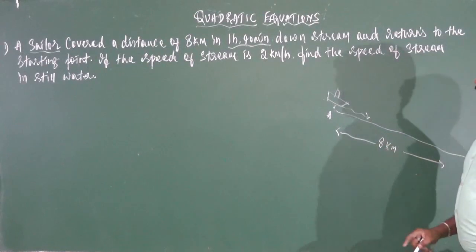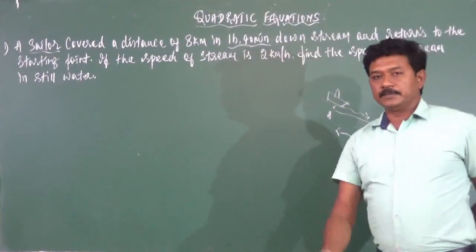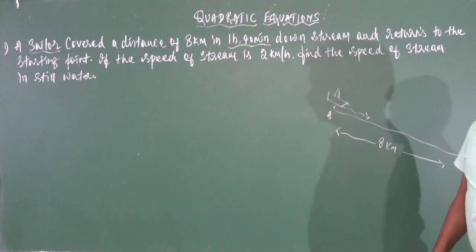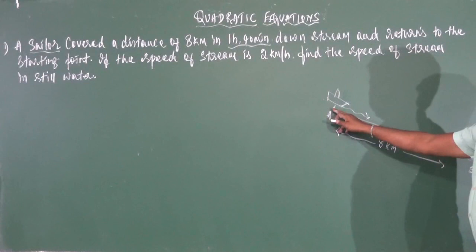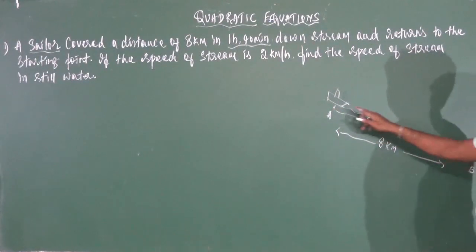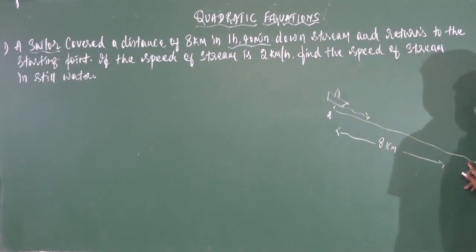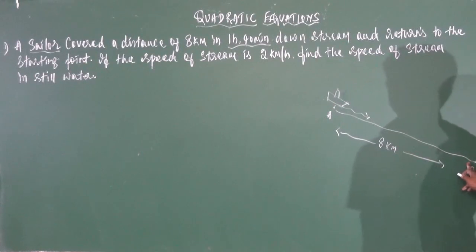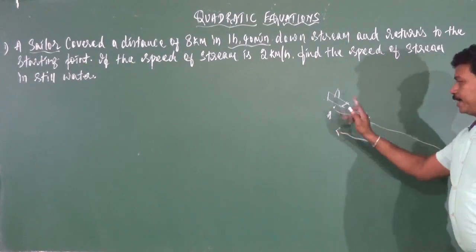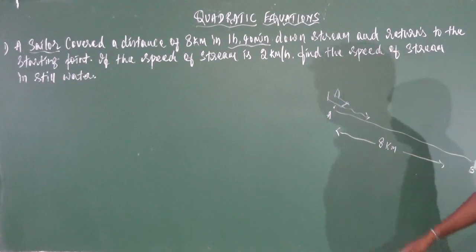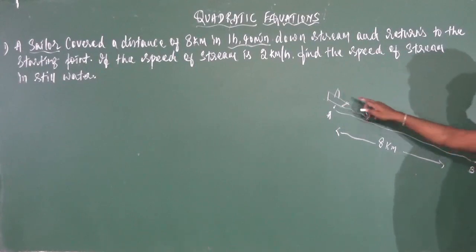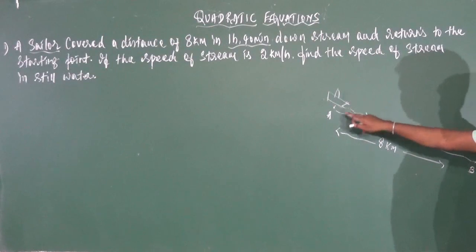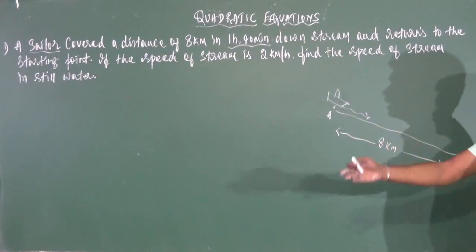So here most of the students, while I was teaching the same problem in the classroom in previous years, would answer me like this: sir, the time taken by the boat to go from A to B is the same as the time taken by the boat to travel from B to A. So this is not true, because it is downstream. When the boat is going down the stream, the speed of the boat plus the speed of the flowing water gets added up.